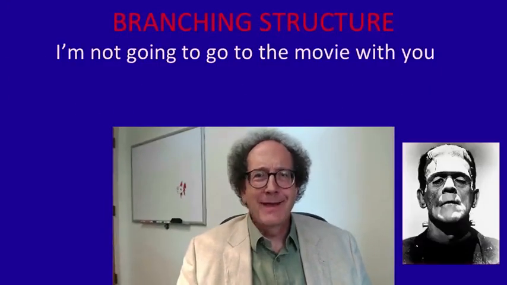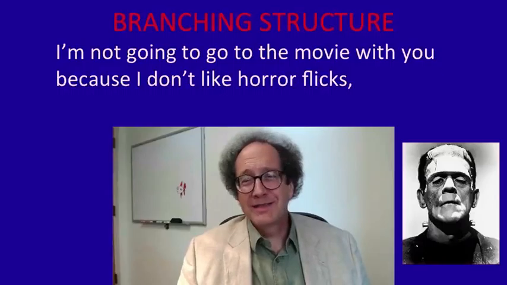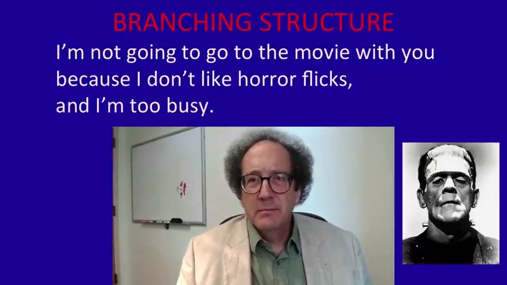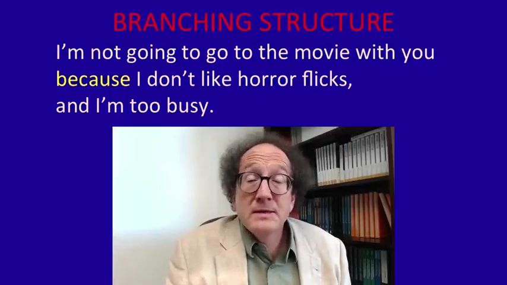Arguments can have other structures too. In particular, sometimes there's more than one premise associated with a single conclusion. And this can happen in two ways. The first we're going to call the branching structure, and the second we're going to call the joint structure. Here's an example of the branching structure. I'm not going to go to the movie with you because I don't like horror flicks. And besides, I'm too busy. The word "because" is a premise marker.